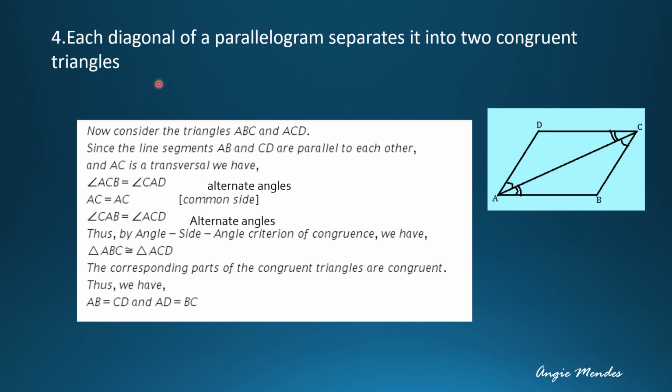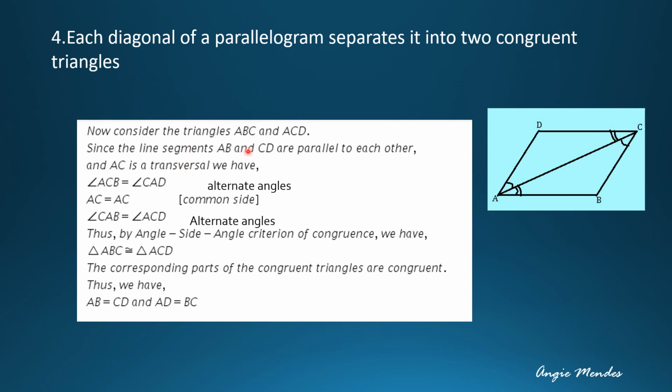Now each diagonal of a parallelogram separates it into two congruent triangles. This is another property we spoke about in the beginning. So let's see what this property means. Now AC is a diagonal which is dividing the whole parallelogram ABCD into two triangles. So we have two triangles here. We have triangle ABC and we have triangle ADC.